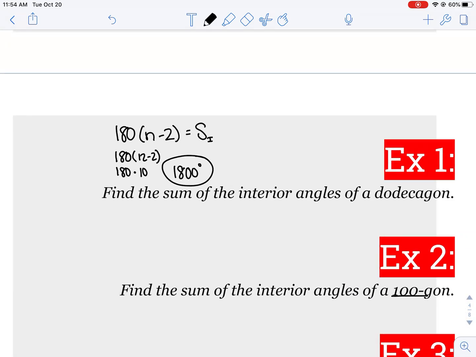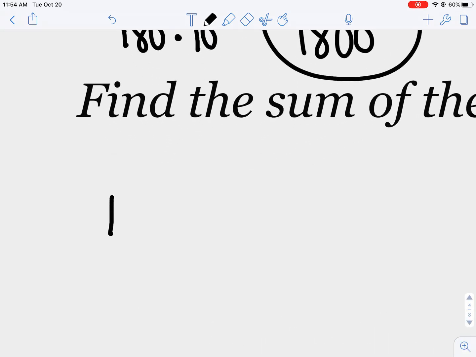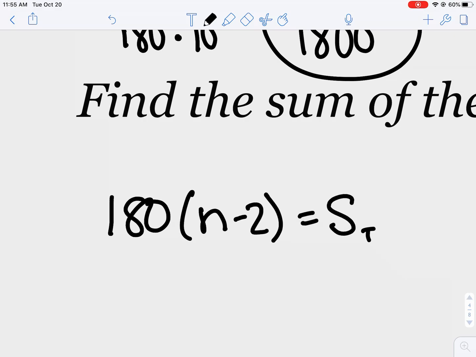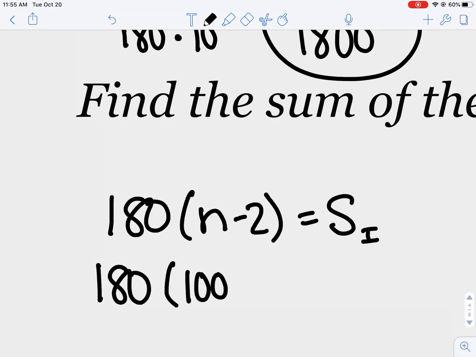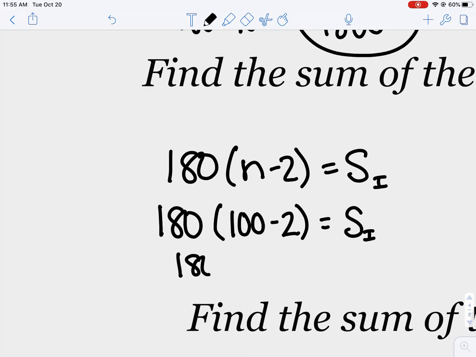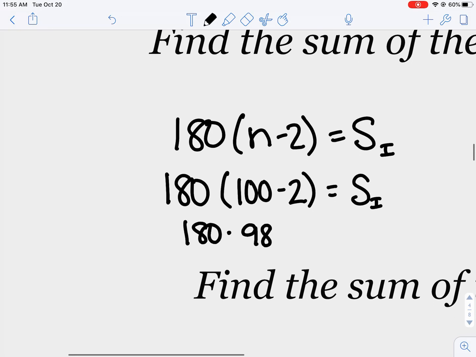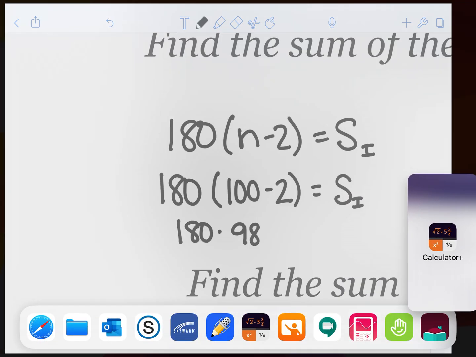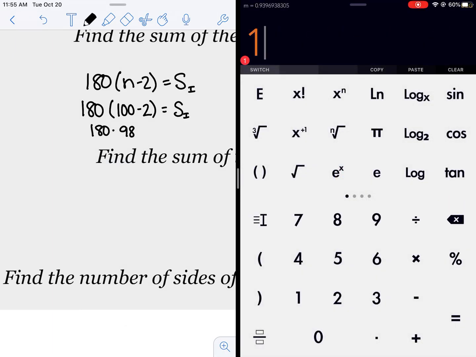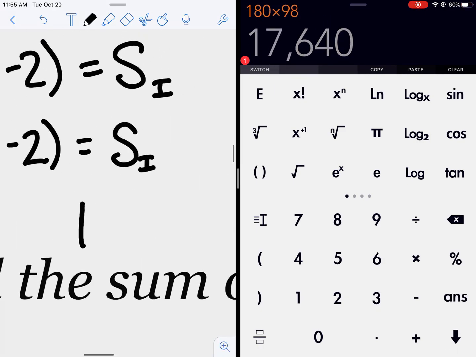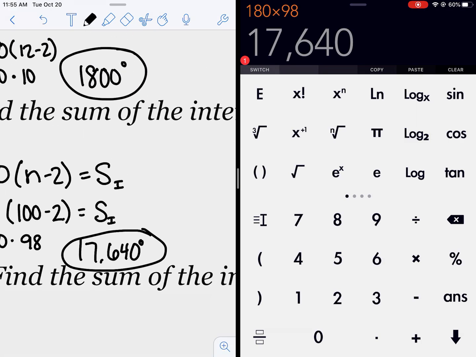And number 2, I'm looking for the sum of interior angles of a 100-gon. Nothing changes, friends. I'm still starting with my formula 180 times n minus 2 equals the sum of my interior angles. And then I can do 180, I'm putting 100 in for my number of sides. So I need to do 180 times 98. That is not something I can do in my head. Could, but probably not quickly enough. And I get 17,640 degrees in that polygon.